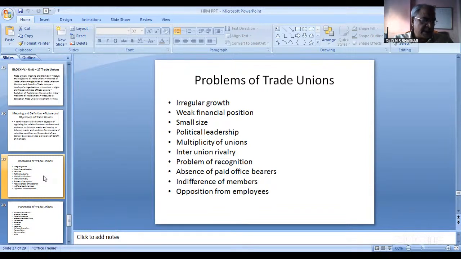Problems of trade unions: that is 17.9, page number 310. Some of the points may be different because I have taken this topic from L.M. Prasad, a very famous book. Different textbooks will have different side headings. Don't worry; the side headings which represent the overall content will be the same.